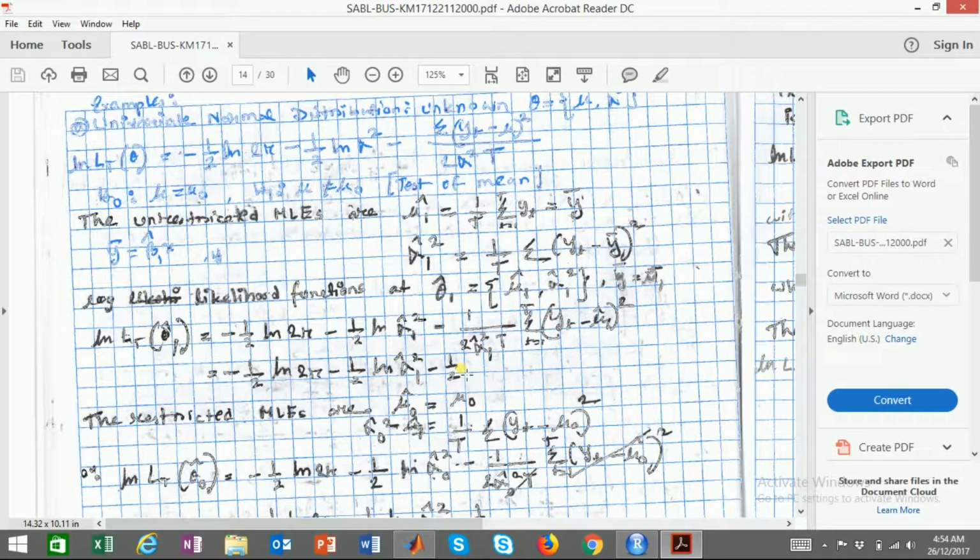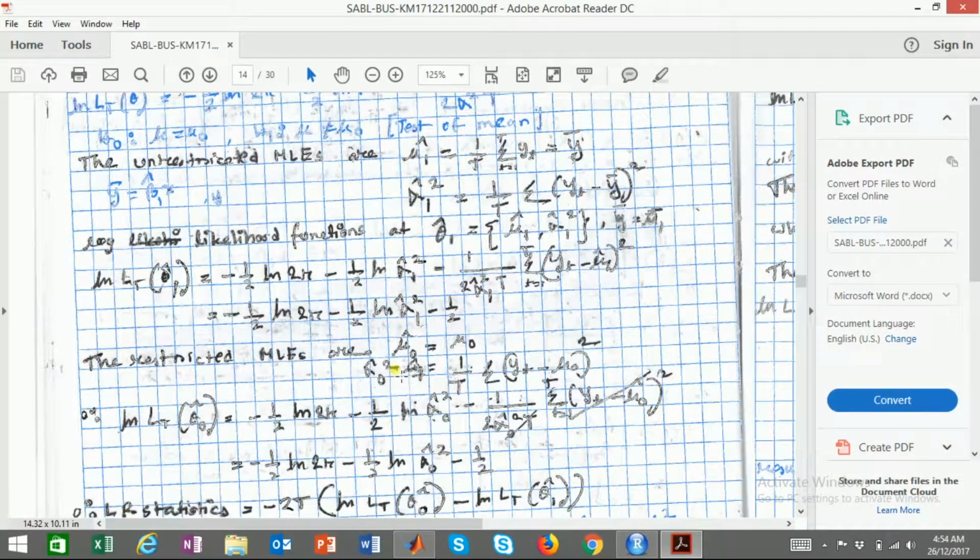So remember, this is the unrestricted log likelihood function, this is the restricted log likelihood function, restricted and unrestricted. The restricted maximum likelihood estimators are theta naught, the restricted parameter mean, the estimated parameter mean equals the actual mean, and the sigma square is equal to (yt minus mu hat) whole square divided by T.